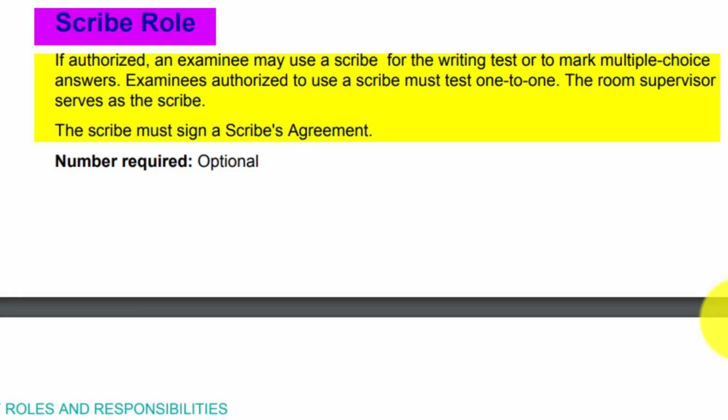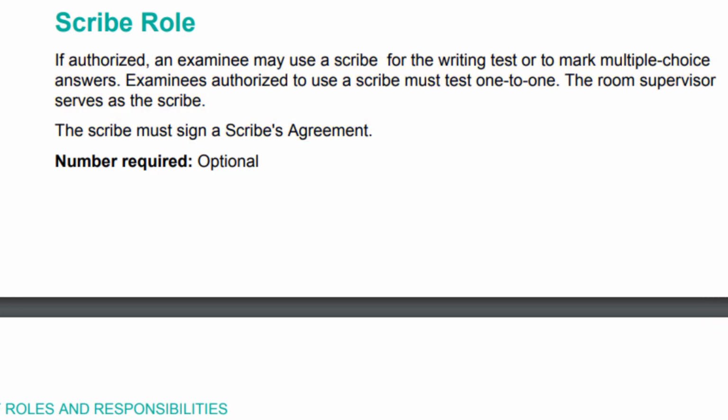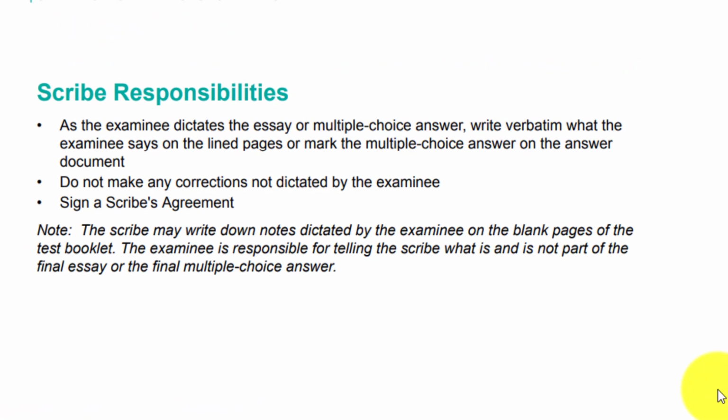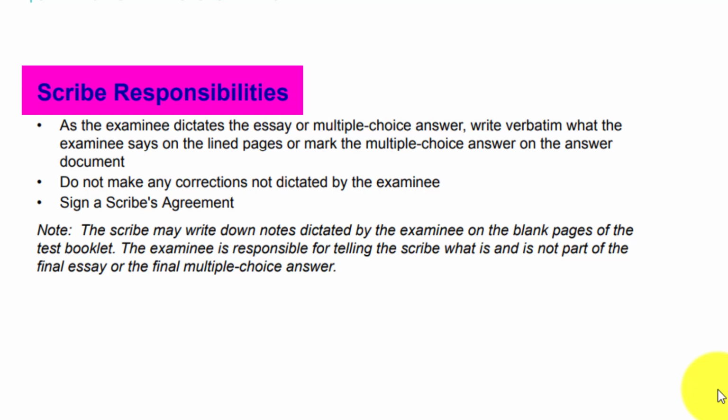Scribe role. If authorized, an examinee may use a scribe for writing tests or to mark multiple choice answers. The examinee authorized to use a scribe must test one-to-one. The room supervisor serves as the scribe. The scribe must sign a scribe's agreement. And finally, on page 18 in this section, scribe responsibilities.